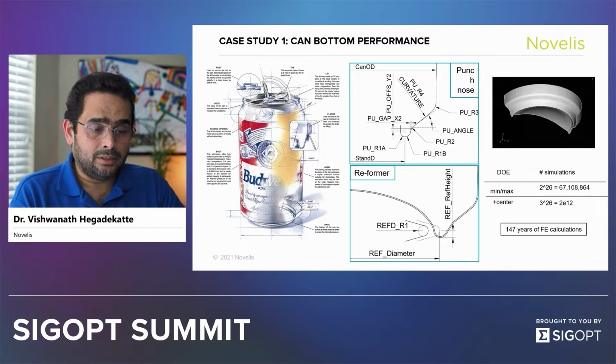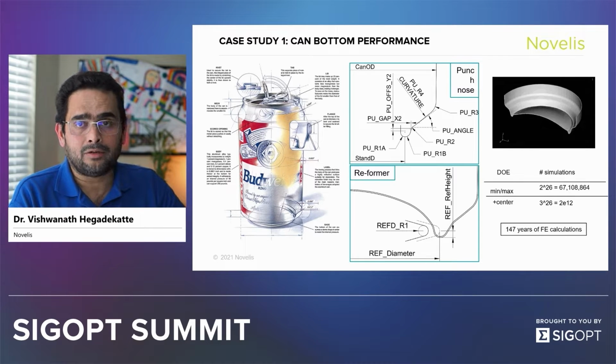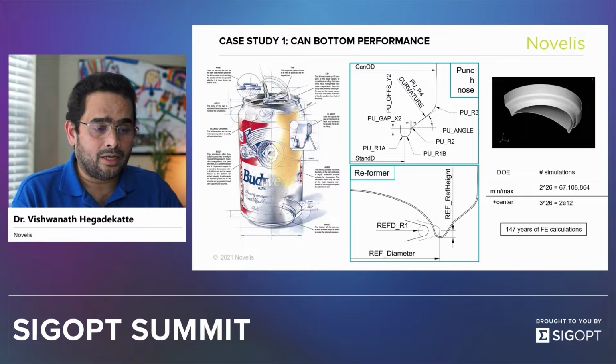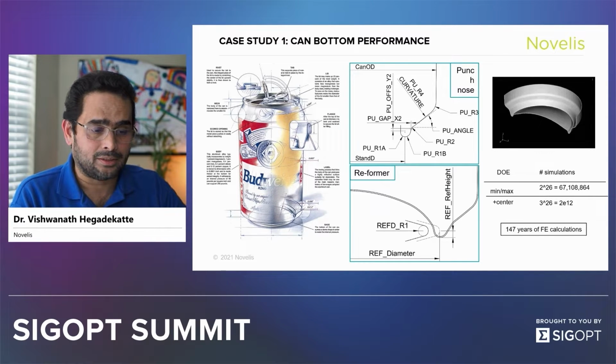In fact, I can easily say that this is one of the most engineered products that you will ever lay your hands on in day to day life. And the next most engineered product is probably the space shuttle or something like that. Nevertheless, what we have within Novelis is a formidable capability in modeling beverage can making using the finite element method.